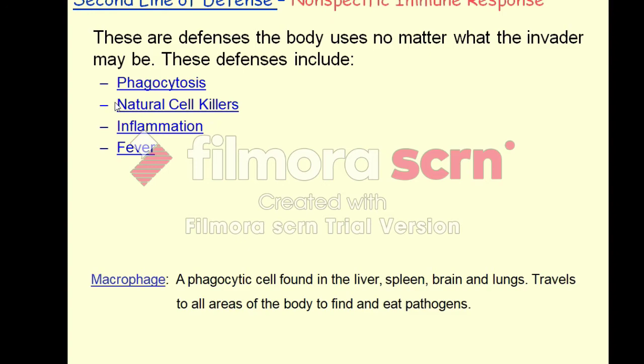Moving on, we have the natural killer cells. They're also known as the NK cells. They are lymphocytes present in the blood and they attack the pathogens.